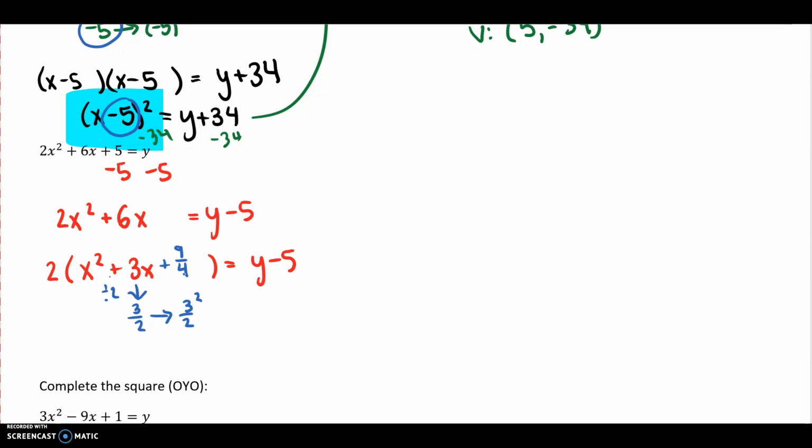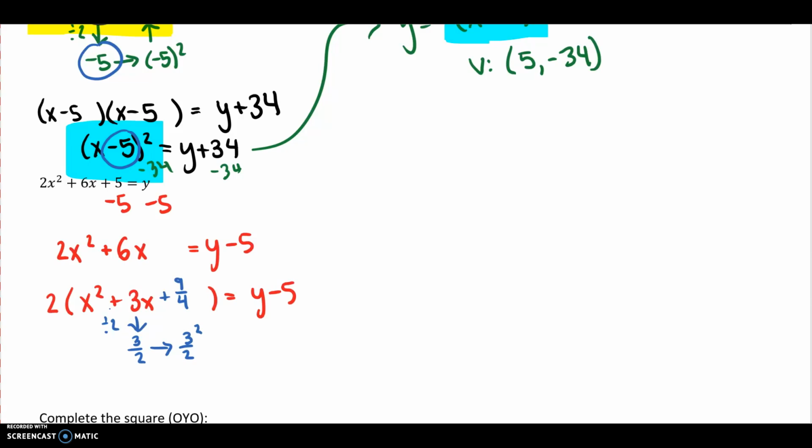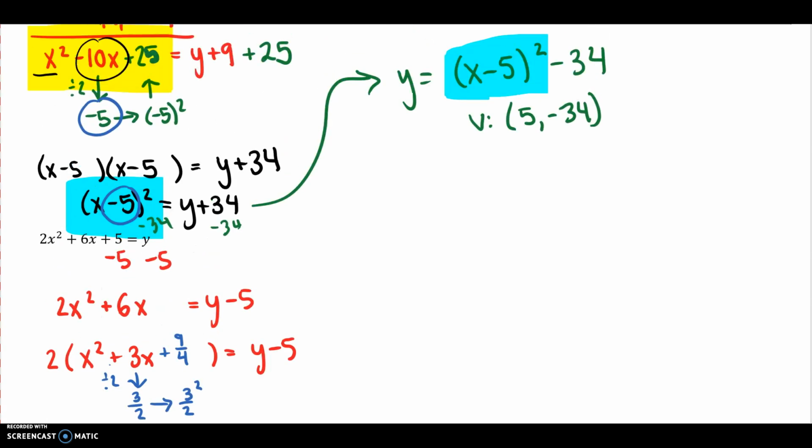Now, with that said, whatever you do to one side, remember we have to do to the other. So I added 25 to both sides, and I could do that because it kept the equation balanced.